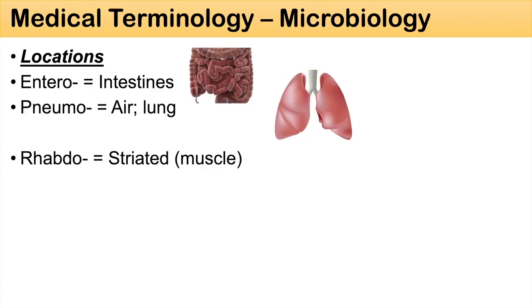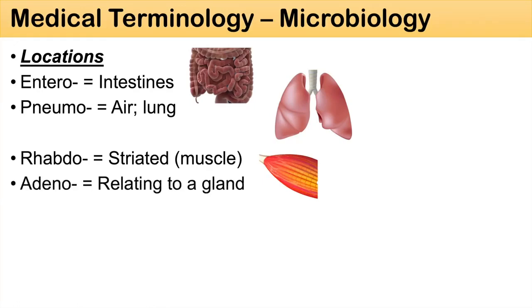Rhabdo, which really means striated, but it is in the context of striated muscle. Adeno, which means relating to a gland. So you can think of adenovirus. Gono, which denotes reproductive or something with regards to the reproductive system. You can think of gonorrhea.